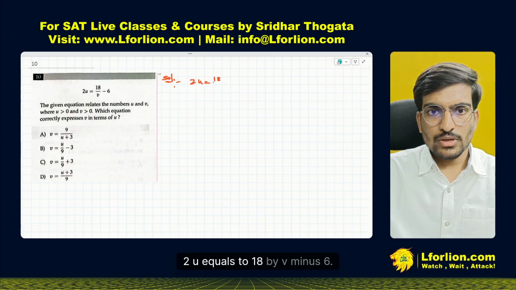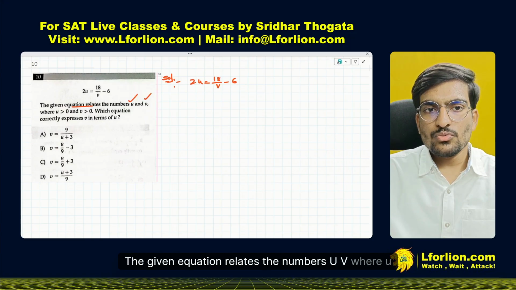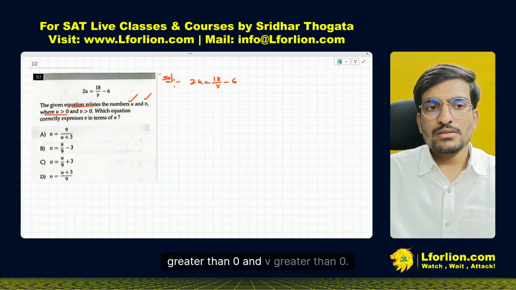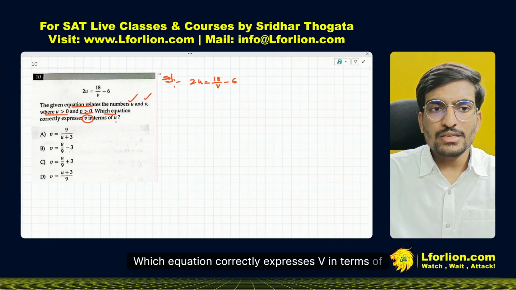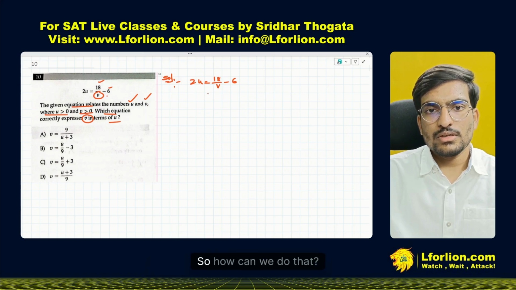2u equals 18 by v minus 6. The given equation relates the numbers u and v, where u is greater than 0 and v is greater than 0. Which equation correctly expresses v in terms of u? We want v. So we just get rid of this 18 and negative 6, and then we'll get the value of v.